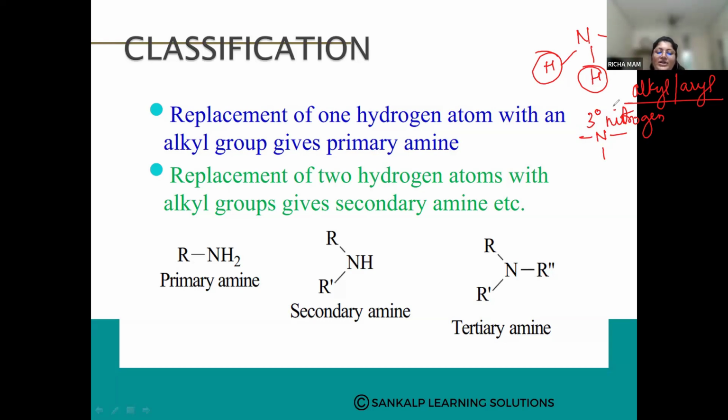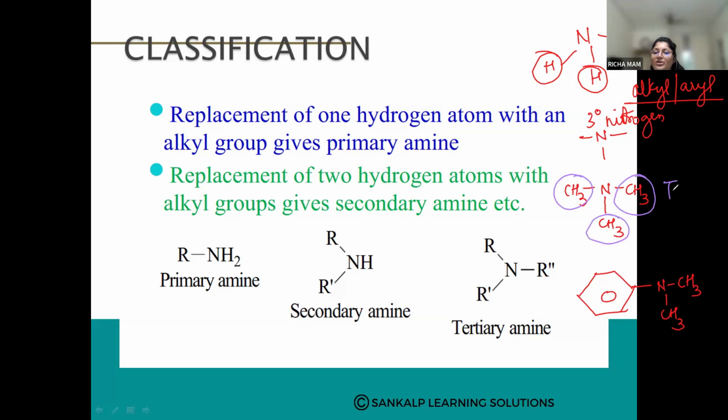And what is the example? Let me give the example: N(CH3)(CH3)(CH3). This is an example of an alkyl amine, and let me also give an example of an aryl amine. Can anybody give the names? There are 3 methyl groups, so it is trimethylamine.